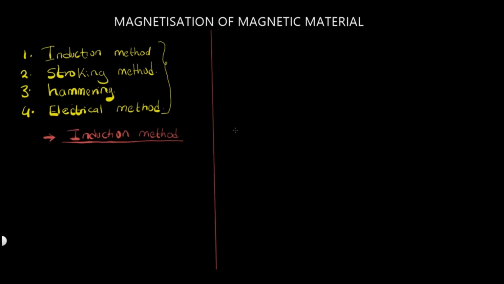So what is the induction method? What do you understand by the induction method? Let us say, for example, you have a magnet. This is your magnet here, and this part is the south pole, and this part is the north pole. Then let's say you have pins. You bring a pin and stick it at this part here. What will happen is that this pin will become magnetized.